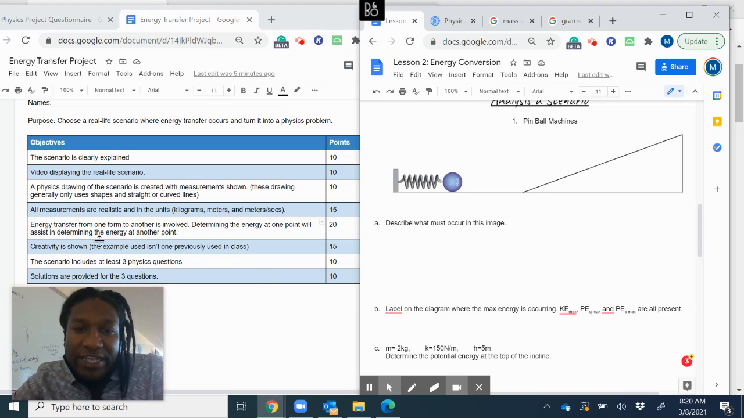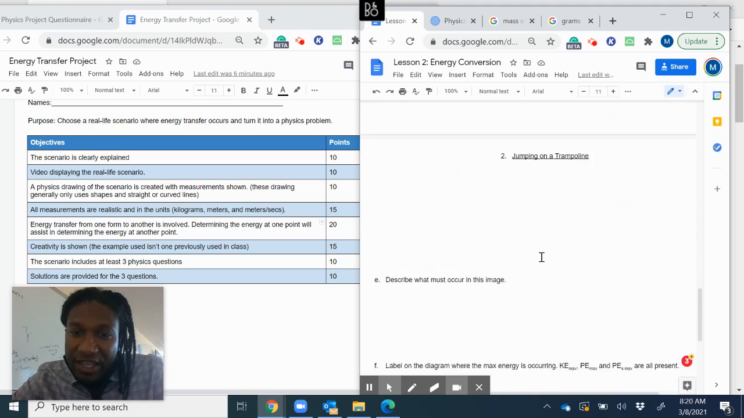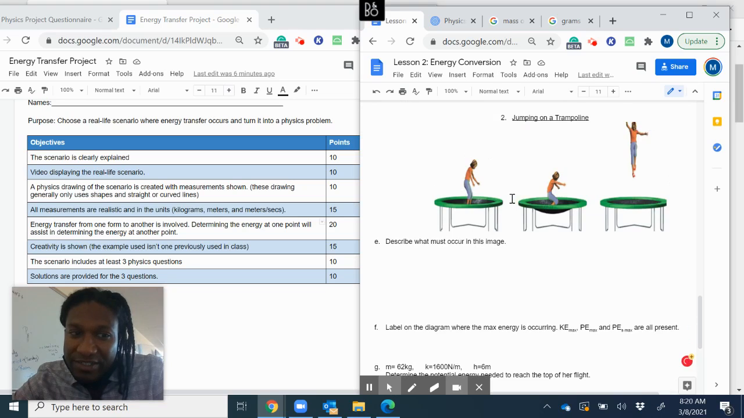Okay. Creativity is shown. So I've done a pinball machine, I've done roller coasters, I've done skate parks, and I've done a trampoline. Try to find something else, something we haven't previously used. So those four are out of the question. You've got to find something else.